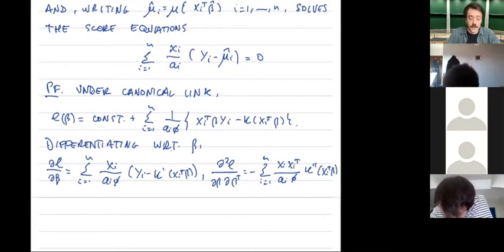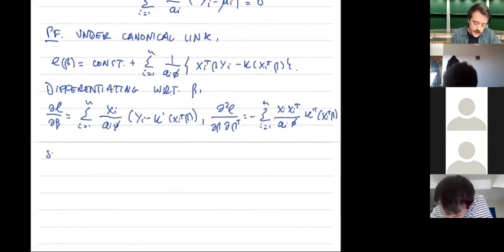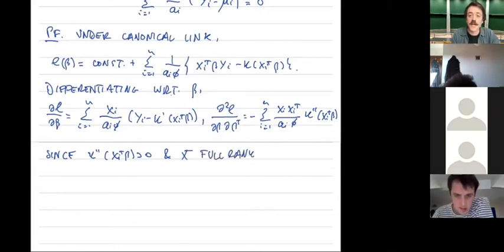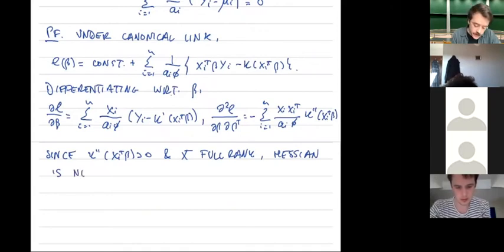Okay, and then since we have that the second derivative is positive at every element, and this is because it equals the variance, and the variance is going to be strictly larger than 0 because we have the non-degeneracy for every element in the family of distributions. So this, together with x having full rank, gives that the Hessian is negative definite.